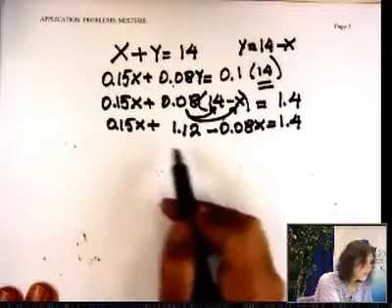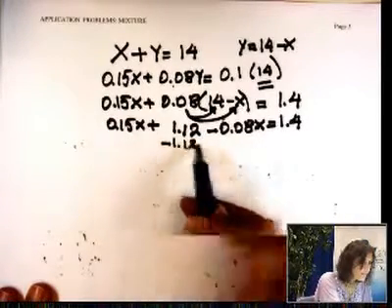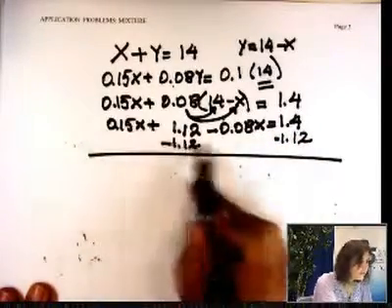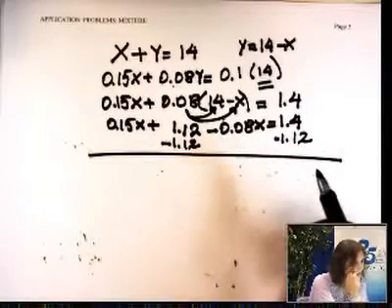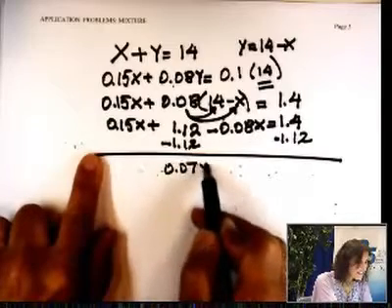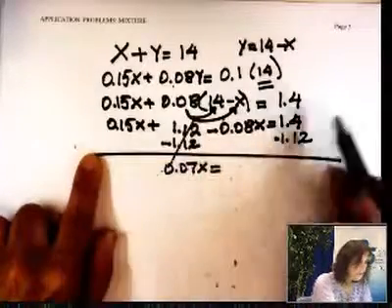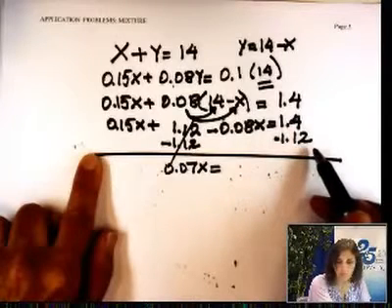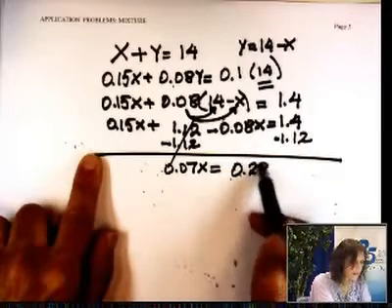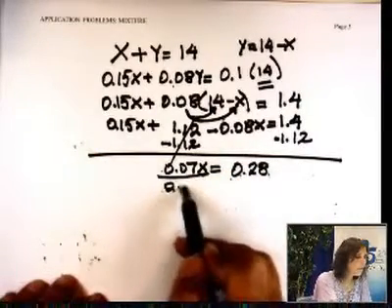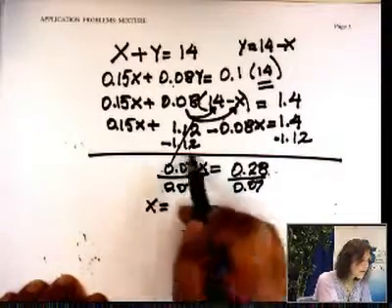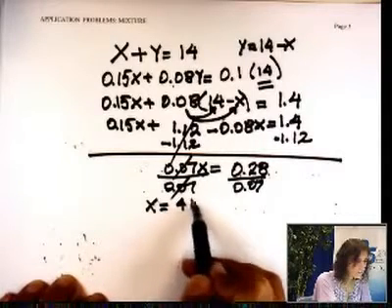All right? Now I'm going to subtract 1.12 from both sides. And 0.15x minus 0.08x is going to give me 0.07x. And these two will go. 1.4 minus 1.12, that is 0.28. Divide both sides by 0.07. And you end up with x equals 4 liters.